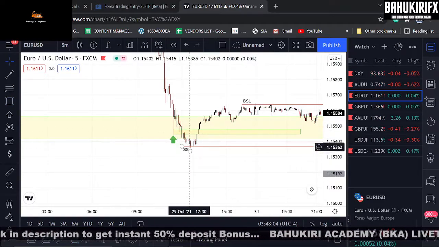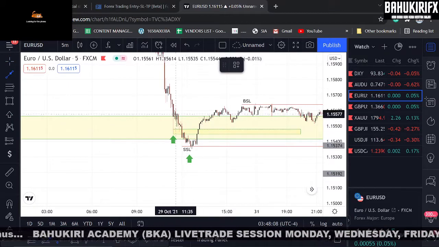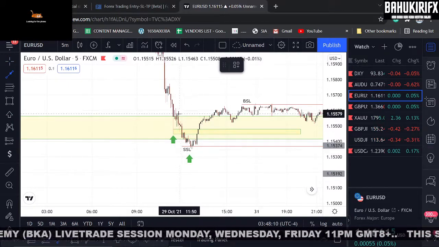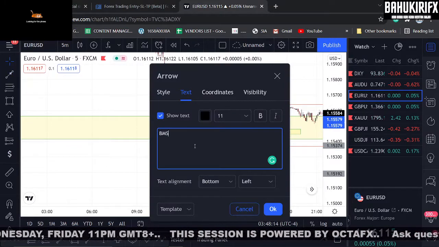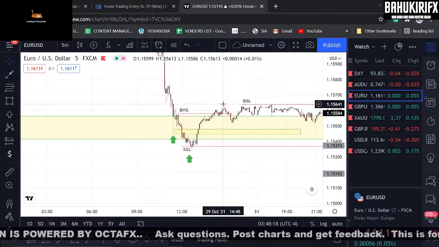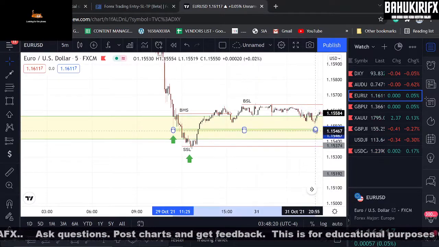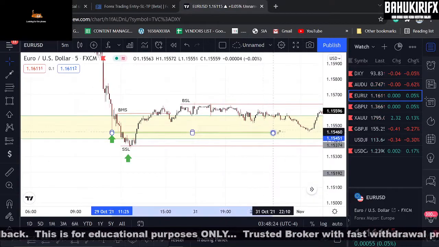Okay, dia buat kepala. Ya Allah, kepala dia buat apa? Kepala dia break structure ni. Supply ni kena pecah. Okay, korang buat BMS. Bila supply kena pecah, korang mark BMS, which is break of market structure. So korang standby je kat area bawah kiri ni. Standby lah, dia masuk lah bawah kiri. Ya Allah, ya Rabbi.